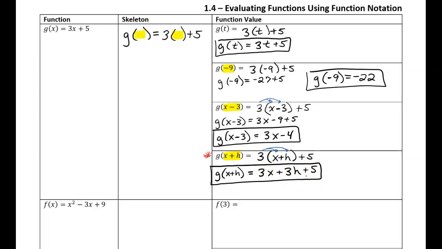So not only do I have x's, but I also now have this other variable h, right? And that's okay because it's coming from the substitution part we made. Let's try that again.